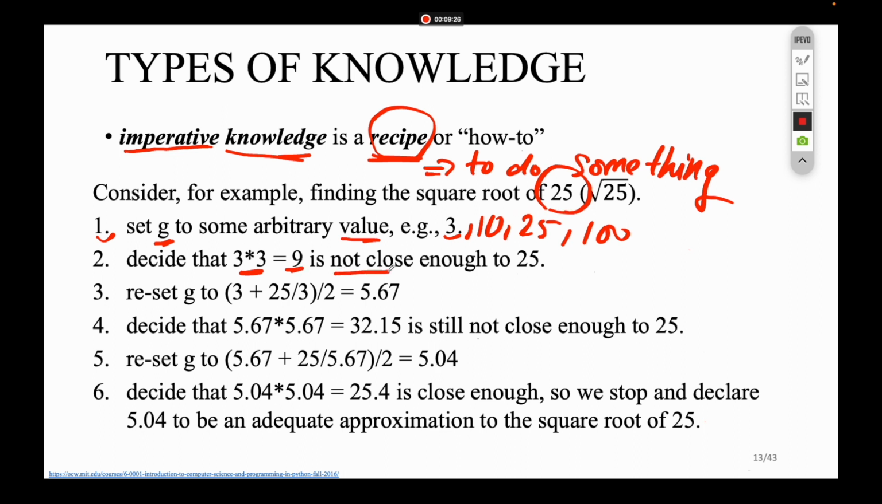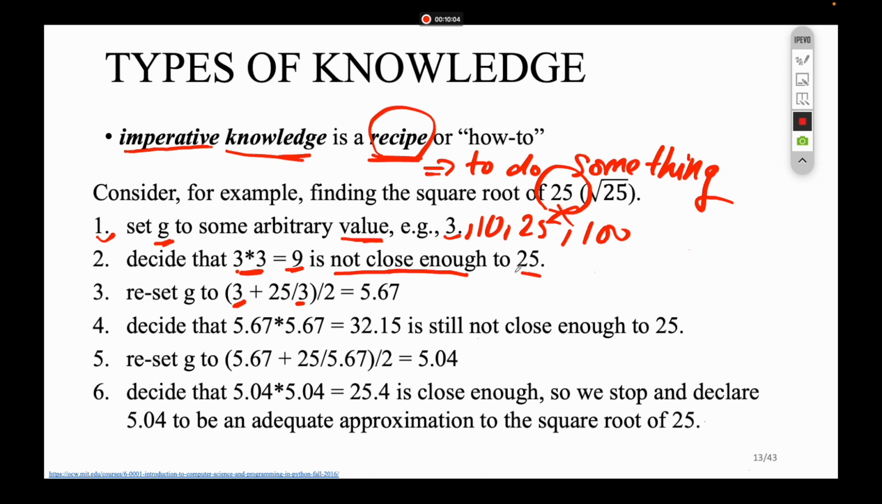So we can say it's not close enough to 25. Okay, so then you're going to set up another value, the second value, but this time you randomly guess this value, but you need to follow a formula. So we use number 3 here. We add 25, which is h here, and divide by number 3, and then you get the average.